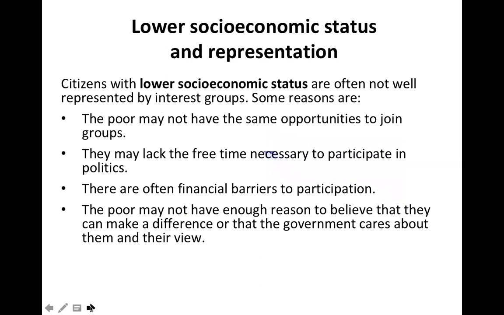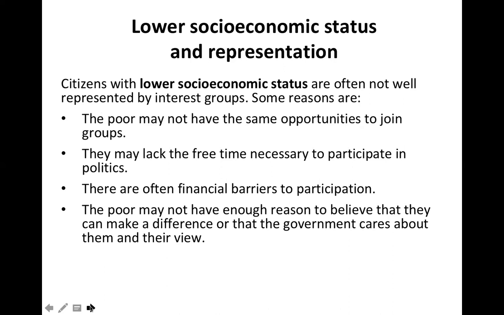Citizens with lower socioeconomic statuses are often not well represented by interest groups. Sometimes you have to think, in the neighborhood they live in, do they have these types of groups? The poor may not have the same opportunities to join groups. If you're working two jobs, do you really want to attend meetings and take the time to lobby and do things like that? Can you afford a membership? The poor may not have enough reason to believe they can make a difference or that the government cares about them. A lot of times when I teach political science, people tell me they don't vote because they don't believe that their vote counts.